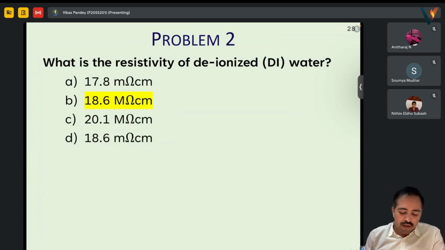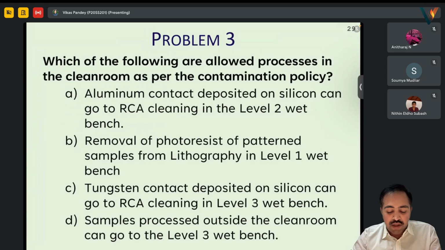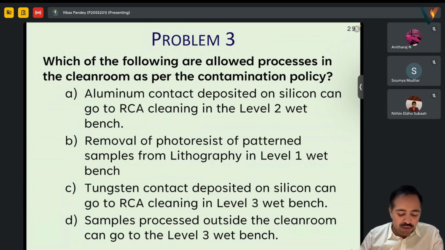Let's move to our next question. Which of the following are allowed processes in the clean room as per the contamination policy? I also talked about the contamination policy and put it in the slides, but we didn't discuss it in much detail. If you attended the lecture, you must know. First: aluminum contact deposited on silicon can go to RCA clean in level 2 wet bench. Is this allowed?